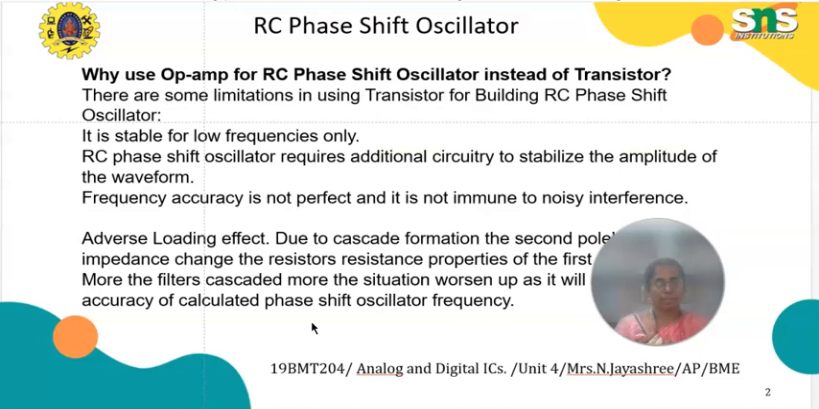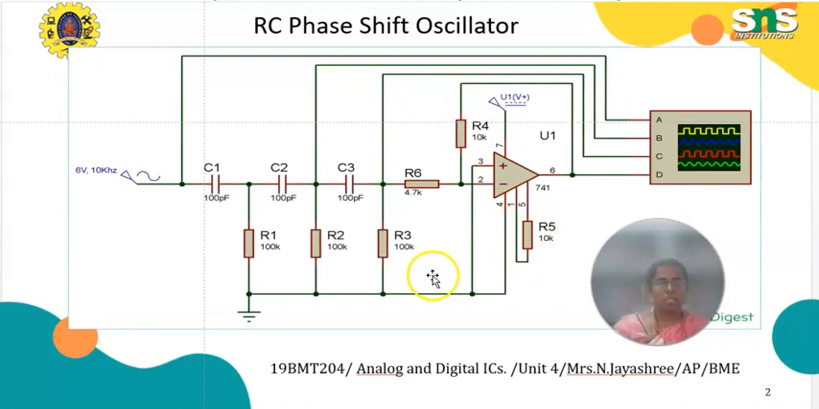Adverse loading effect: due to cascade formation, the input impedance of the second pole changes the resistance properties of the first pole filter. The more filters are cascaded, the more this affects the accuracy of the calculated phase shift. This is the RC phase shift oscillator output.